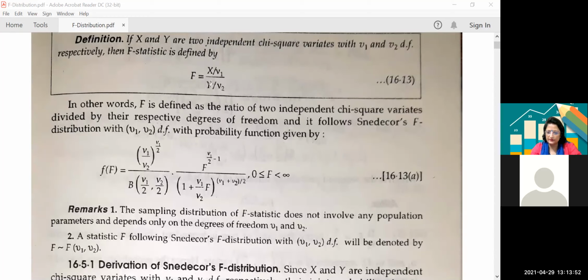Then you will transform the variables, right? One you will take as F and the other you will take as U, right? So then you will convert x and y in terms of F and whatever the other variable you will take. Here x and y are already given, so you will take capital F and capital U.